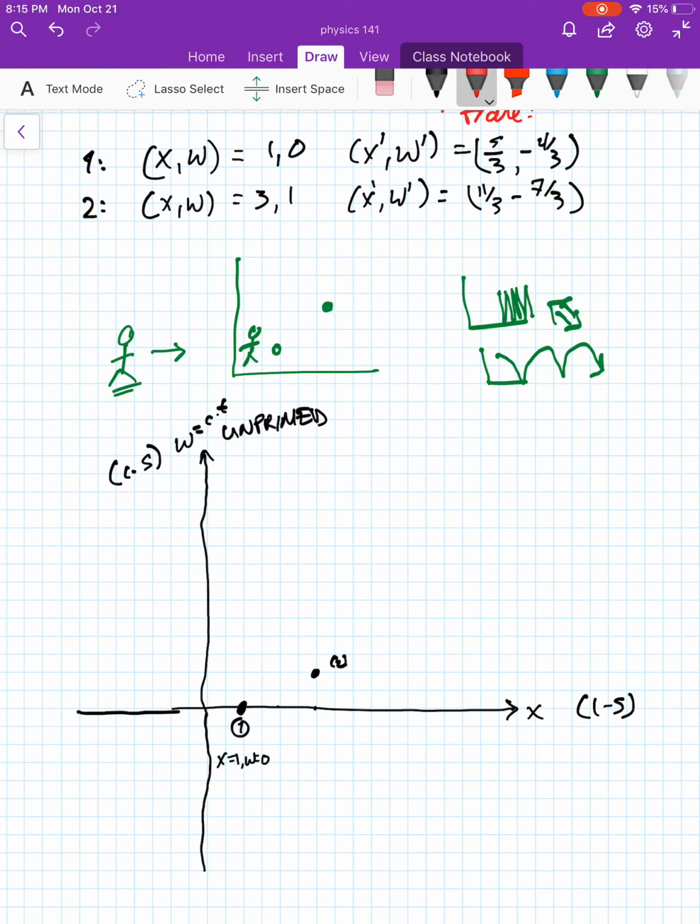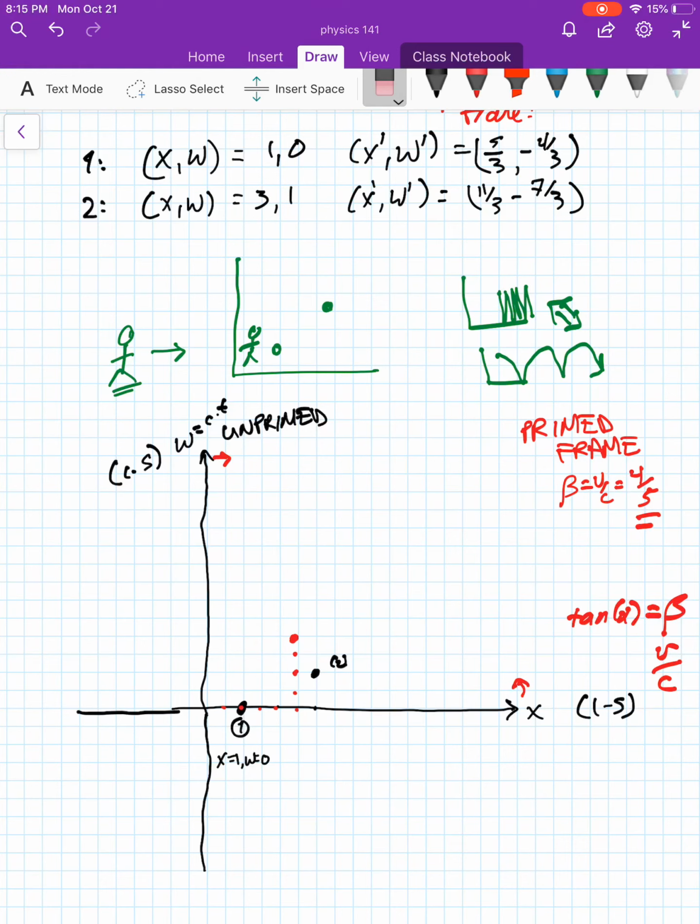Now we have a frame that is moving, the primed frame, moving with speed beta equals v over c equals 4/5. Now what? Well, we know that the x and w axes bend towards the diagonal, and the tangent of that angle alpha is equal to beta, that is v over c. Given that this is 4/5, it's rather easy: we can just count 1, 2, 3, 4, 5, 1, 2, 3, 4. Let me erase these things here. Well, I'll keep that here.